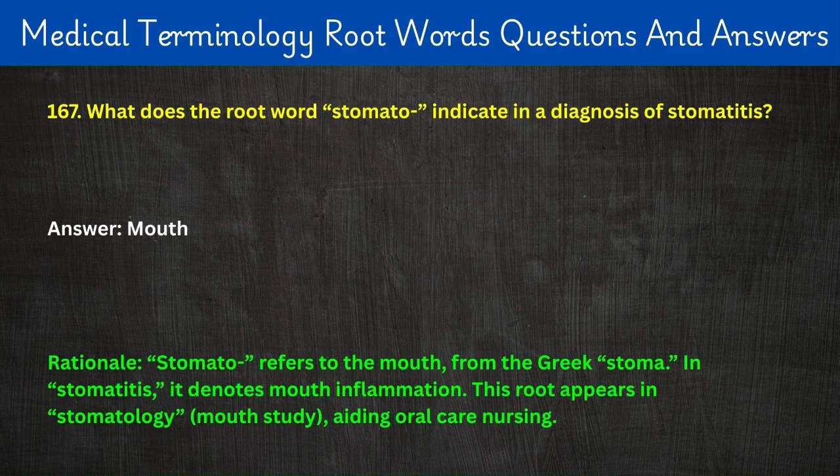167. What does the root word stomato- indicate in a diagnosis of stomatitis? Answer: mouth. Rationale: Stomato- refers to the mouth, from the Greek stoma. In stomatitis, it denotes mouth inflammation. This root appears in stomatology, mouth study, aiding oral care nursing.